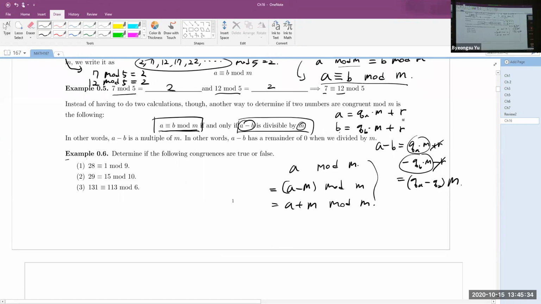Okay, and then let's deal with some other examples. Determine if the following congruences are true or false. First of all, they claim that 28 is congruent with 1 mod 9. To see this, we need to check that 28 minus 1 is a multiple of 9. But 28 minus 1 is 27, which is 3 times 9. So definitely it is a multiple of 9, so it is true, right?